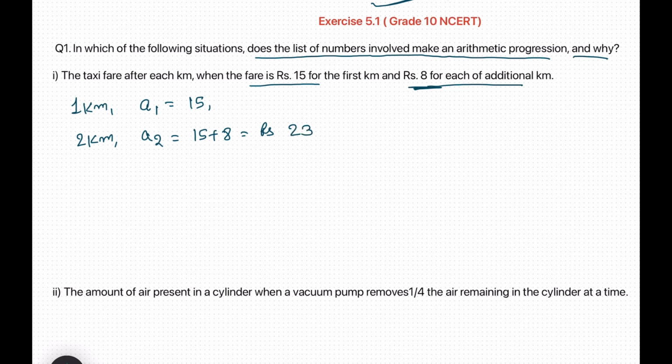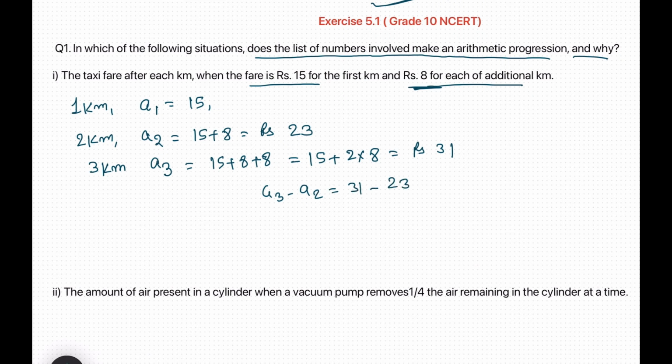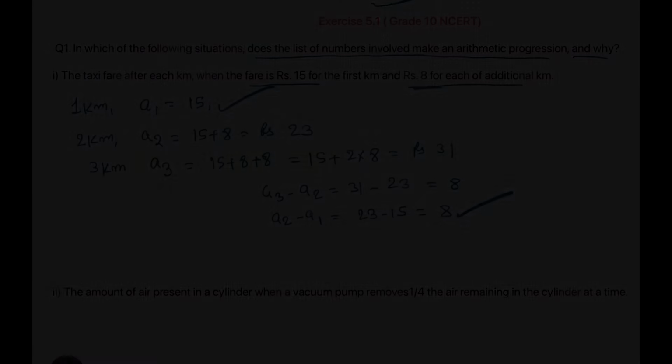Similarly, for 3 kilometers, what can we write? That is a3, we can write 15 plus 8 plus 8, or we can write 15 plus 2 times 8, that is rupees 31, that is a3, right? And you can see here, a3 minus a2, that is 31 minus 23, that is going to be 8. Similarly, a2 minus a1, that is 23 minus 15, that is 8 again. Every time the difference is the same. So this is the form of an AP. The first term is 15 and the common difference is 8, right?